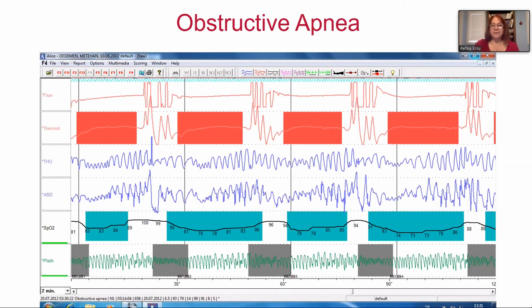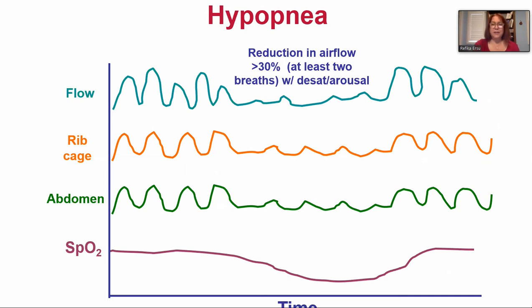About 5 is moderate, and about 10 is severe obstructive sleep apnea in children. So this was a very severe obstructive sleep apnea in a child who actually had some craniofacial abnormality. The hypopnea rule changed in 2007: it was a 50% reduction in airflow, but currently it's greater than a 30% reduction in airflow. So there is some decreased amount of breathing, but it's not enough to score in itself.